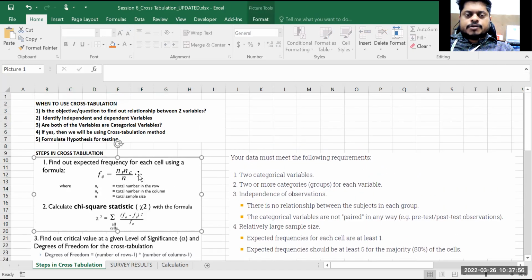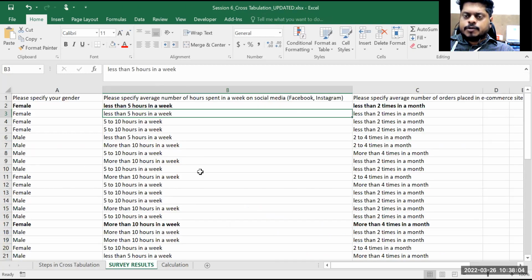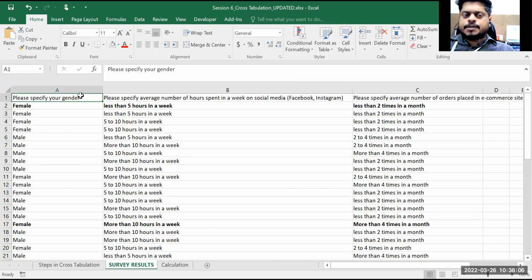So the first step is to find out something called expected frequency. Anyhow, we'll come back to the calculation part. Now, what happens if you are carrying out a survey? You'll get results like this. Nobody is going to tabulate it for you, right? So most of you, I hope all of you, know how to change this to a tabular format.